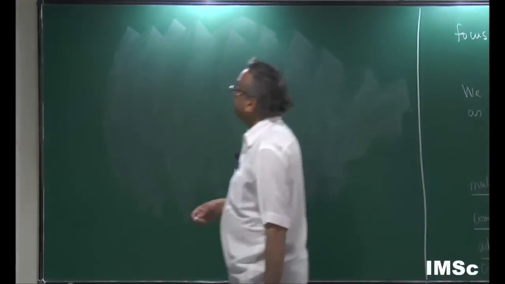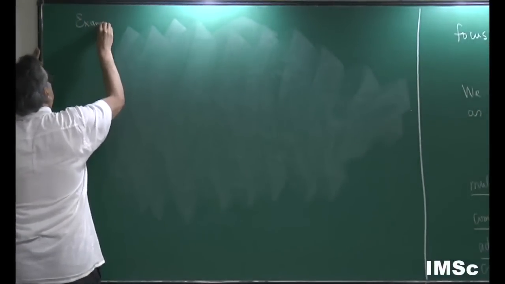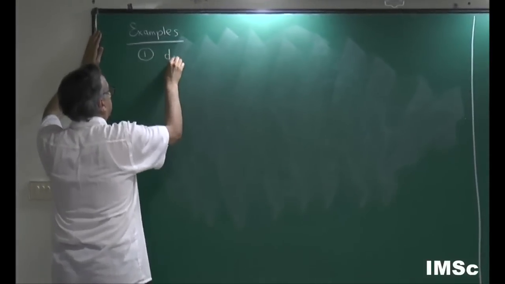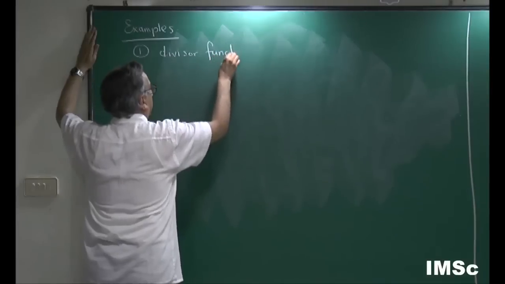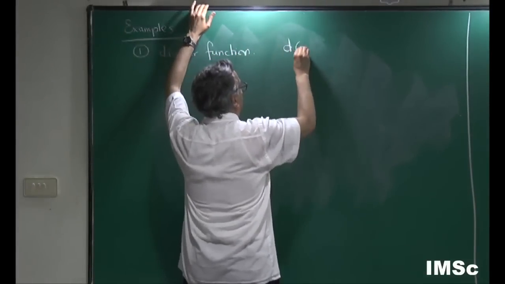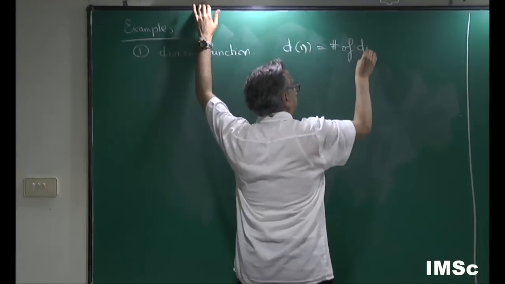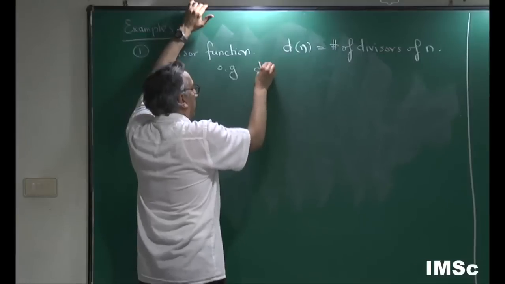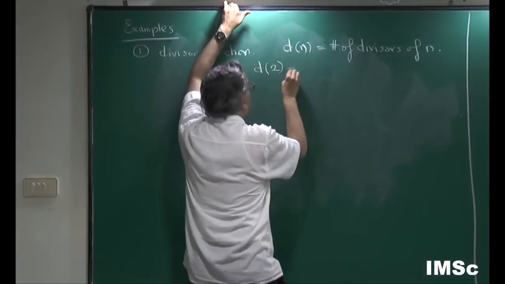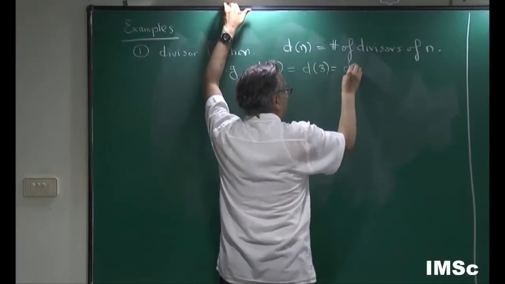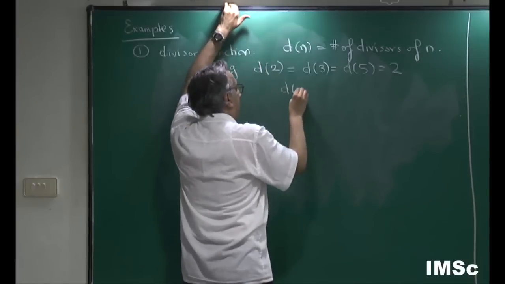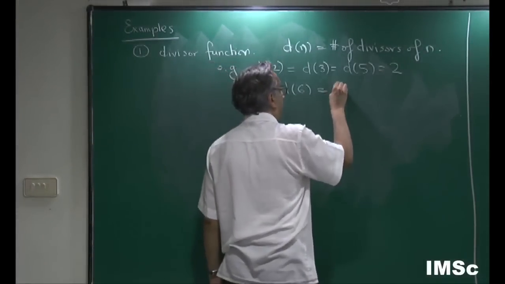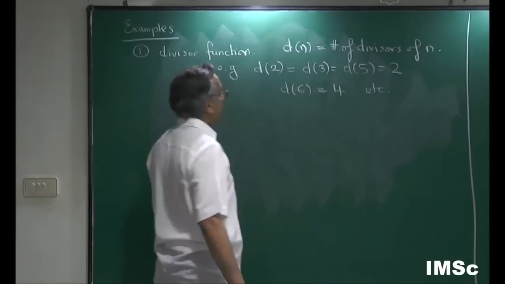Let's look at some examples. The divisor function. So d of n is the number of divisors of n. Okay. So for example, d of 1 is 1. d of 2 is 2, the divisors being 1 and 2. d of 3 is also 2. d of 5 is 2. d of 6, though, is 1, 2, 3, and 6, so 4, right? So this is the divisor function.